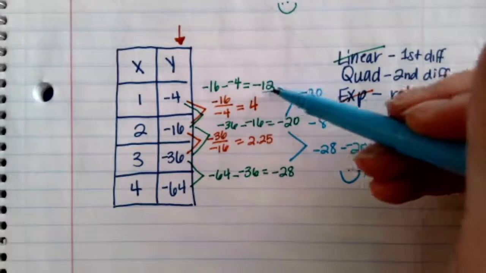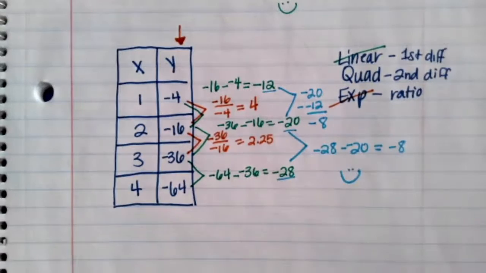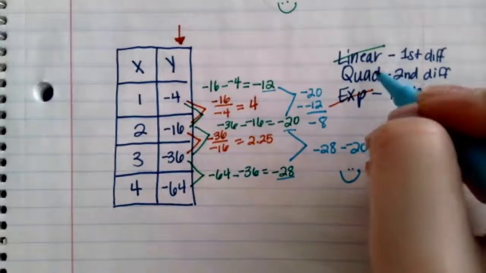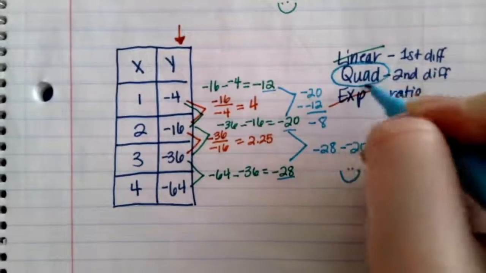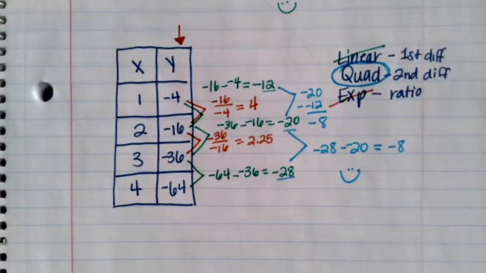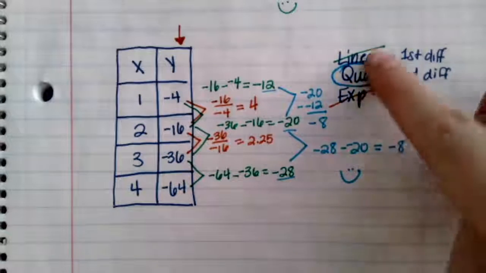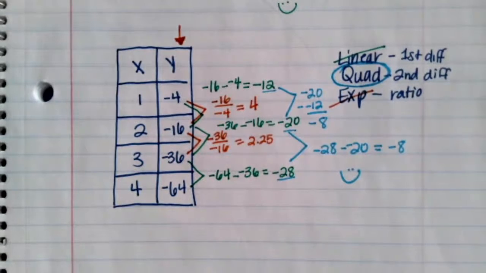And I've used all my numbers that I have available for my first differences. And so I know that my function is quadratic. If none of these worked, then you would say none. It doesn't mean it doesn't have a family. It just means that it's not one of these three that we're focusing on for our unit.